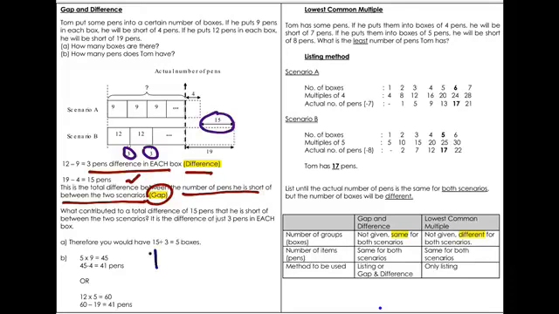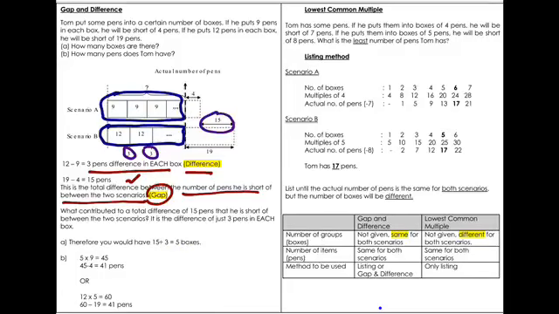So you take 15, which is the total difference of the number of pens that he is short of between the two scenarios, divided by 3, which is the difference of just 3 pens in each box between the two scenarios, to find out that actually there are only 5 boxes there, which means that in scenario A, down here, there are actually 5 boxes. In scenario B, there should also be 5 boxes only.